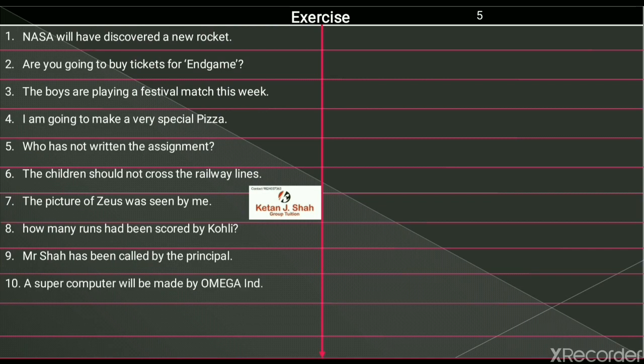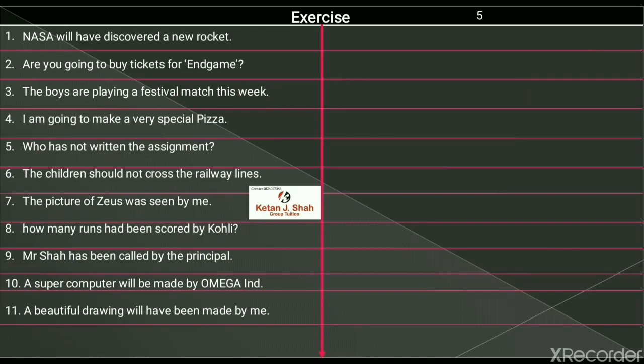10th, a supercomputer will be made by Omega Industries. 11th, a beautiful drawing will have been made by me. 12th, the servant had given the milk to the dog. Now let's move to the passive forms. But you will have to figure out this time which tense it is, plus whether it is an active voice sentence or a passive form sentence.